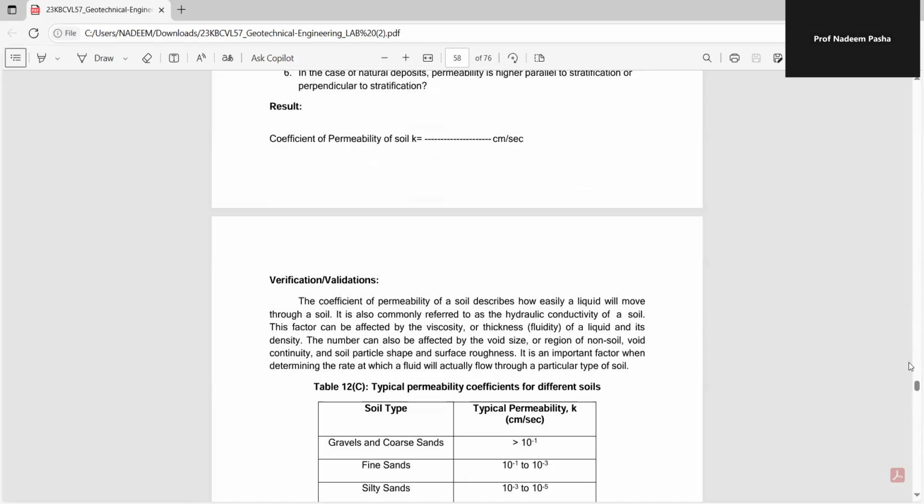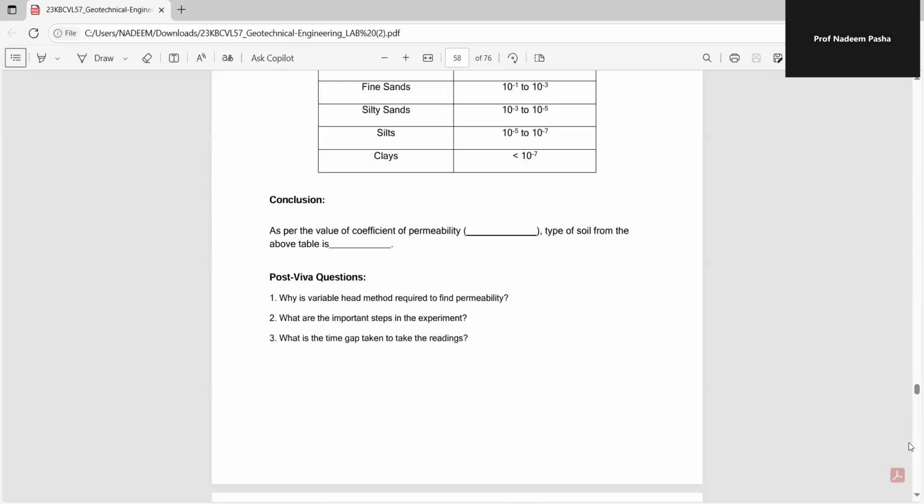Soil type, typical permeability K in centimeter per second. If it is gravel and coarse sand, it is greater than 10 raised to minus 1. If it is fine sand, it is 10 raised to minus 1 to 10 raised to minus 3. If it is silty sand, 10 raised to minus 3 to 10 raised to minus 5. Silts, 10 raised to minus 5 to 10 raised to minus 7. Clay, less than 10 raised to minus 7.